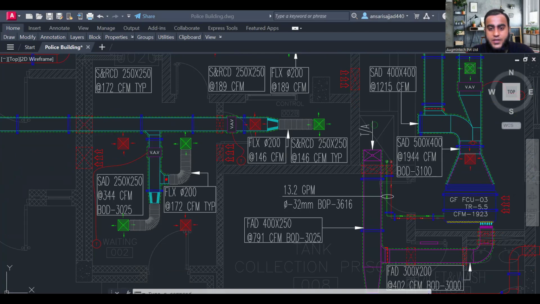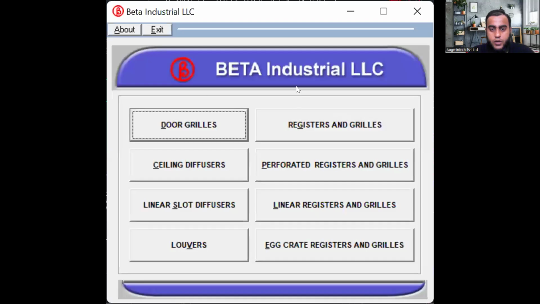Beta performance. This is one of the software for sizing air terminal device, either it is a diffuser or whatever. So I hope this software is visible. Beta Industrial LLC. So here, come here, ceiling diffuser.